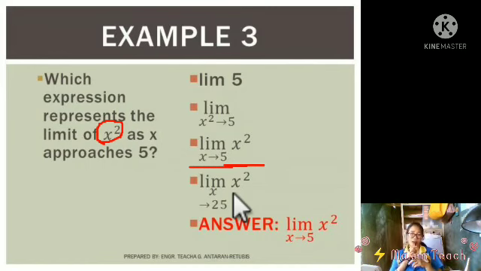Class, limit is somewhat easy to determine. So that's all about limits. I hope that you understand how to get it. Again, remember that a limit just describes how your y, or your function, behaves as you get closer to that certain point.